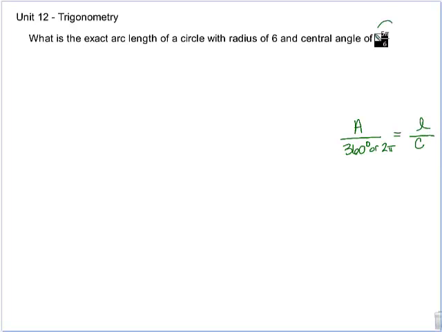So here, we are dealing with radians, so we would do 5 pi over 6 over 2 pi is equal to the arc length over the circumference, which would be 2 pi times your radius, 6. Now, recall when you're dealing with radians and our 2 pi's are both in the denominator, if we were to times both sides by 2 pi, these 2 pi's cancel.